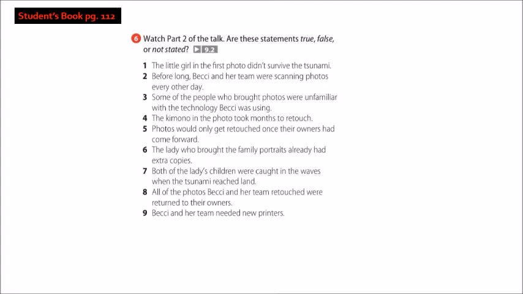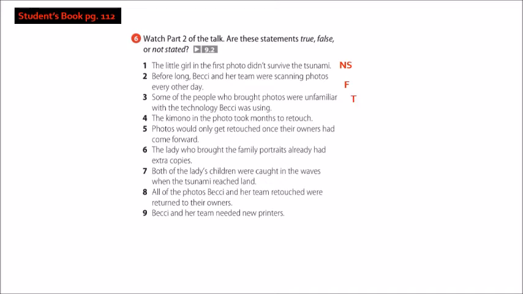Okay, so now that we watched it, let's go ahead and answer. Number 1 says, the little girl in the first photo didn't survive the tsunami. That is not stated, right? It doesn't mention that. Number 2, before long, Becky and her team were scanning photos every other day. That is false, right? They worked on it every day. 3, some of the people who brought photos were unfamiliar with technology Becky was using.